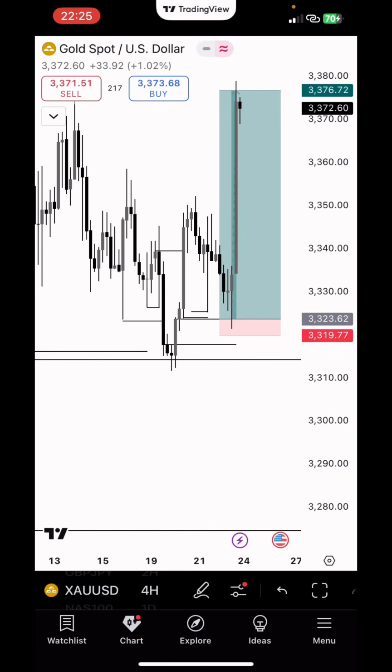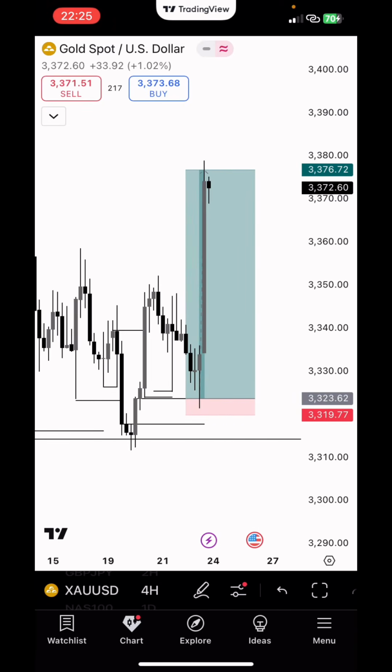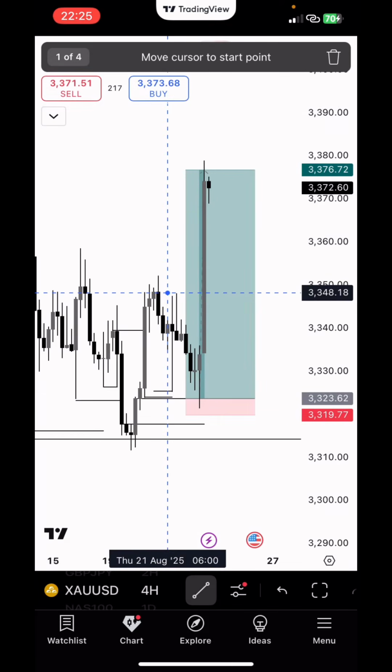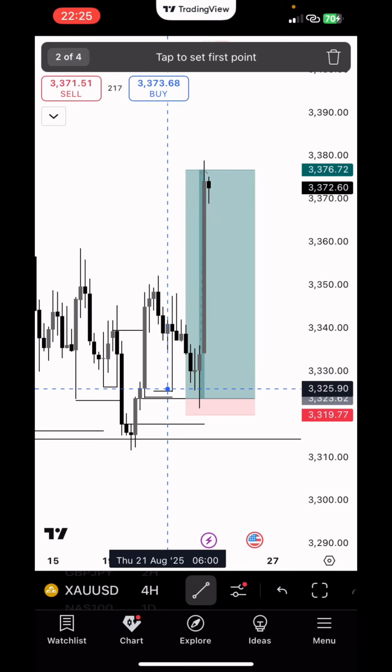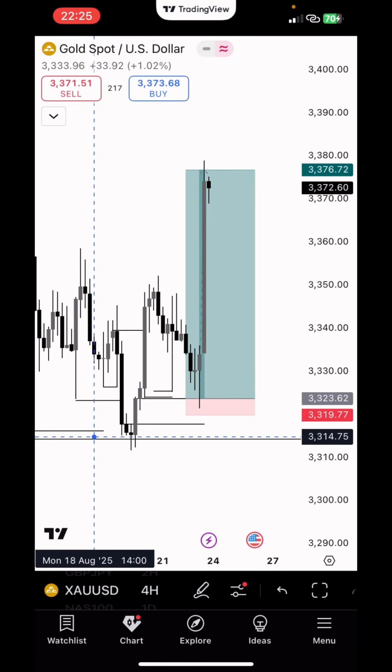But assuming it broke structure, like the one I showed you guys just now, it will now be called an SBI model 1 or model A. You understand? That's SBI type A or type 1. So that is it. And that low that caused that break of structure will now be called an inducement. But if that low did not break any structure, it will be called an engineered liquidity. Simple. So that is it, guys.